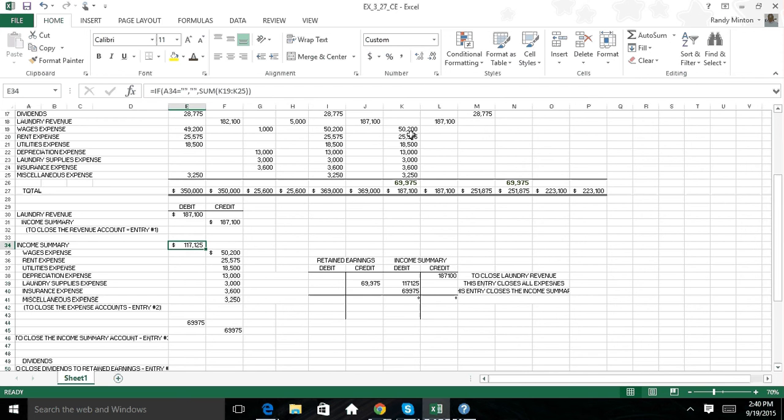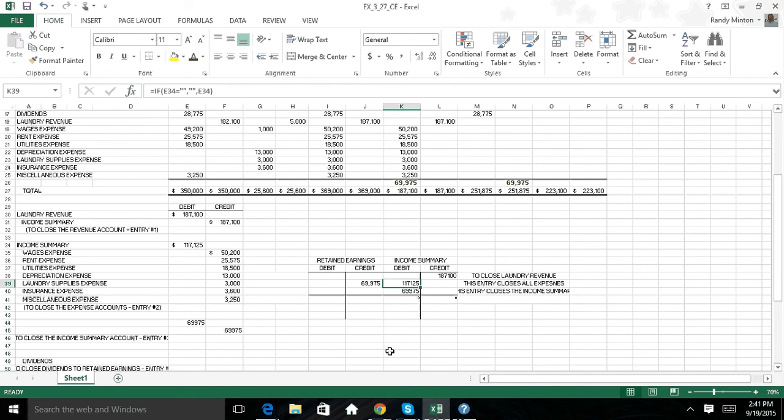So if wages expense, for example, is sitting there with a $50,200 debit, and I credit it for $50,200, since we add likes and subtract unlikes, debits and credits are unlikes, $50,200 debit, $50,200 credit equals 0. Okay? So after I've done it to each one of those accounts, each one of these goes to 0, and income summary takes their place as a net debit of $117,125, and that's reflected over here into this entry to close the expense accounts.